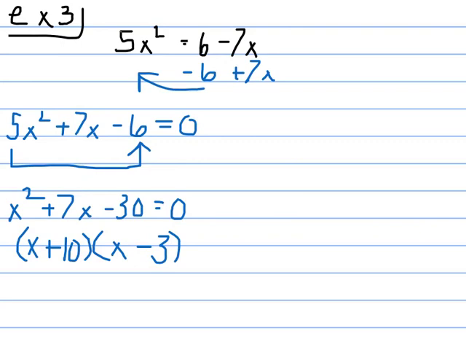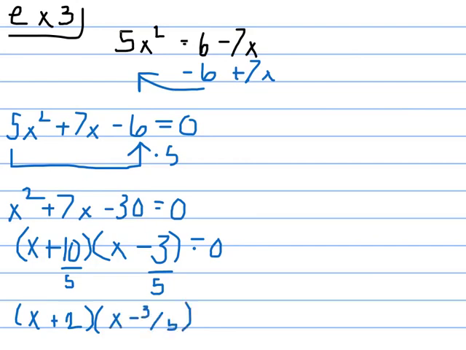And because I did multiply by 5 here, I need to make sure I go back through and divide by that 5. So we end up with x plus 2 and x minus 3 fifths.